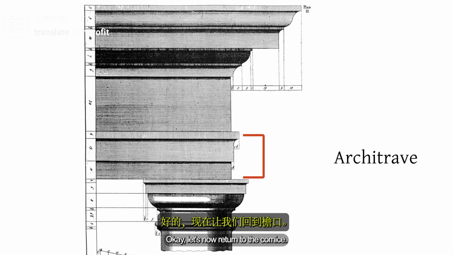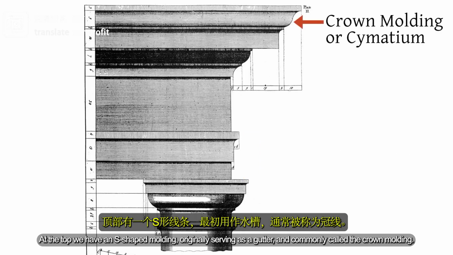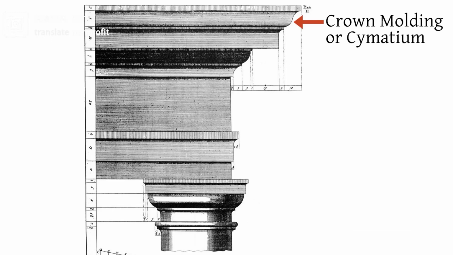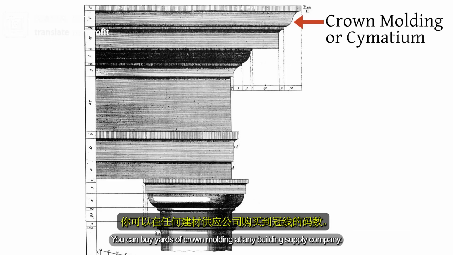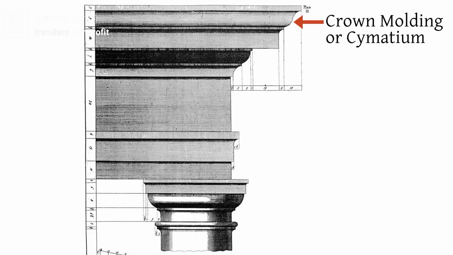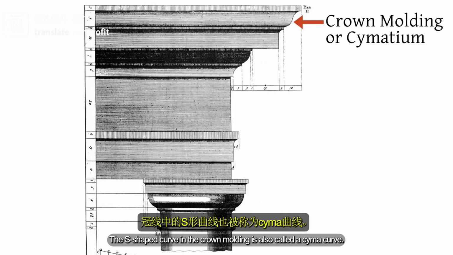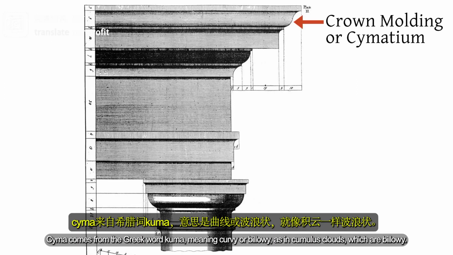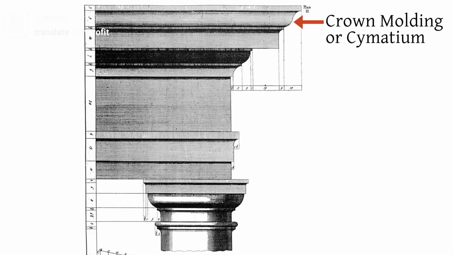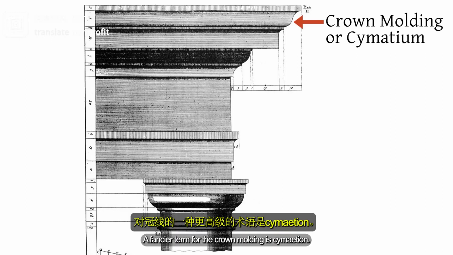Okay, let's now return to the cornice. At the top we have an S-shaped molding originally serving as a gutter and commonly called the crown molding. You can buy yards of crown molding at any building supply company. The S-shaped curve in the crown molding is also called a cyma curve. Cyma comes from the Greek word cuma, meaning curvy or billowy, as in cumulus clouds, which are billowy. A fancier term for the crown molding is cymation.